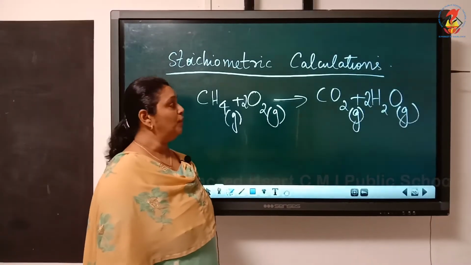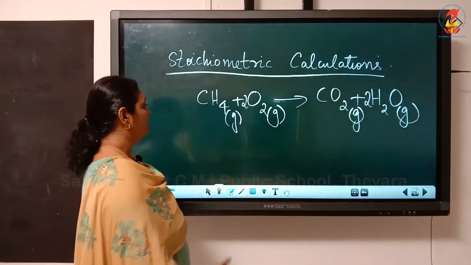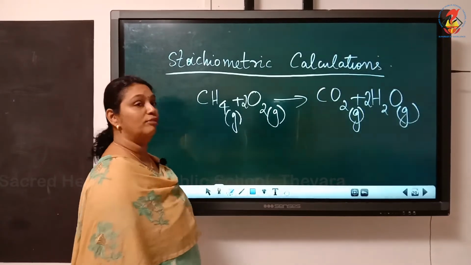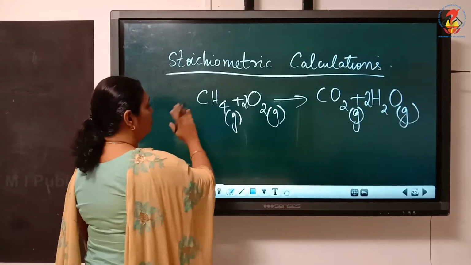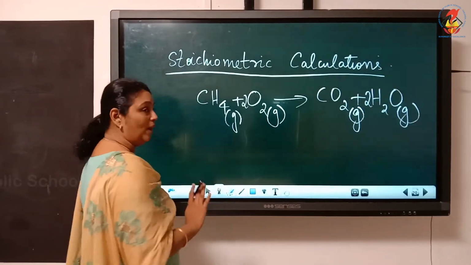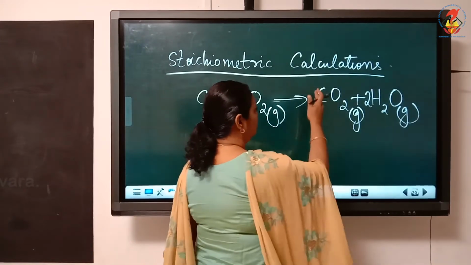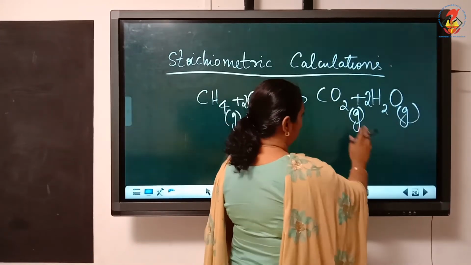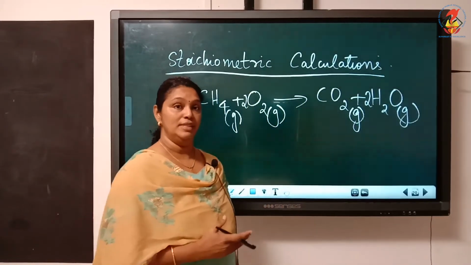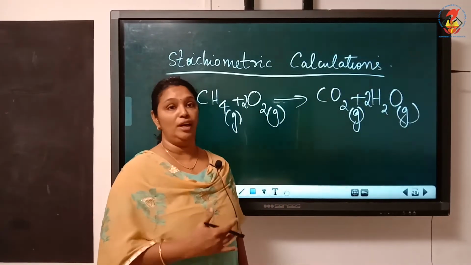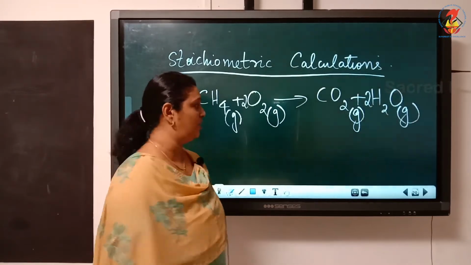Now, if you look at this equation, you can see numbers written on the left hand side of the formulas. Before methane, there is no number written, it means 1. Before O2, 2 is written. CO2, no number, which means 1. And before H2O, the number 2 is written. These numbers, which are written before the formula of the compound, are known as stoichiometric coefficients.